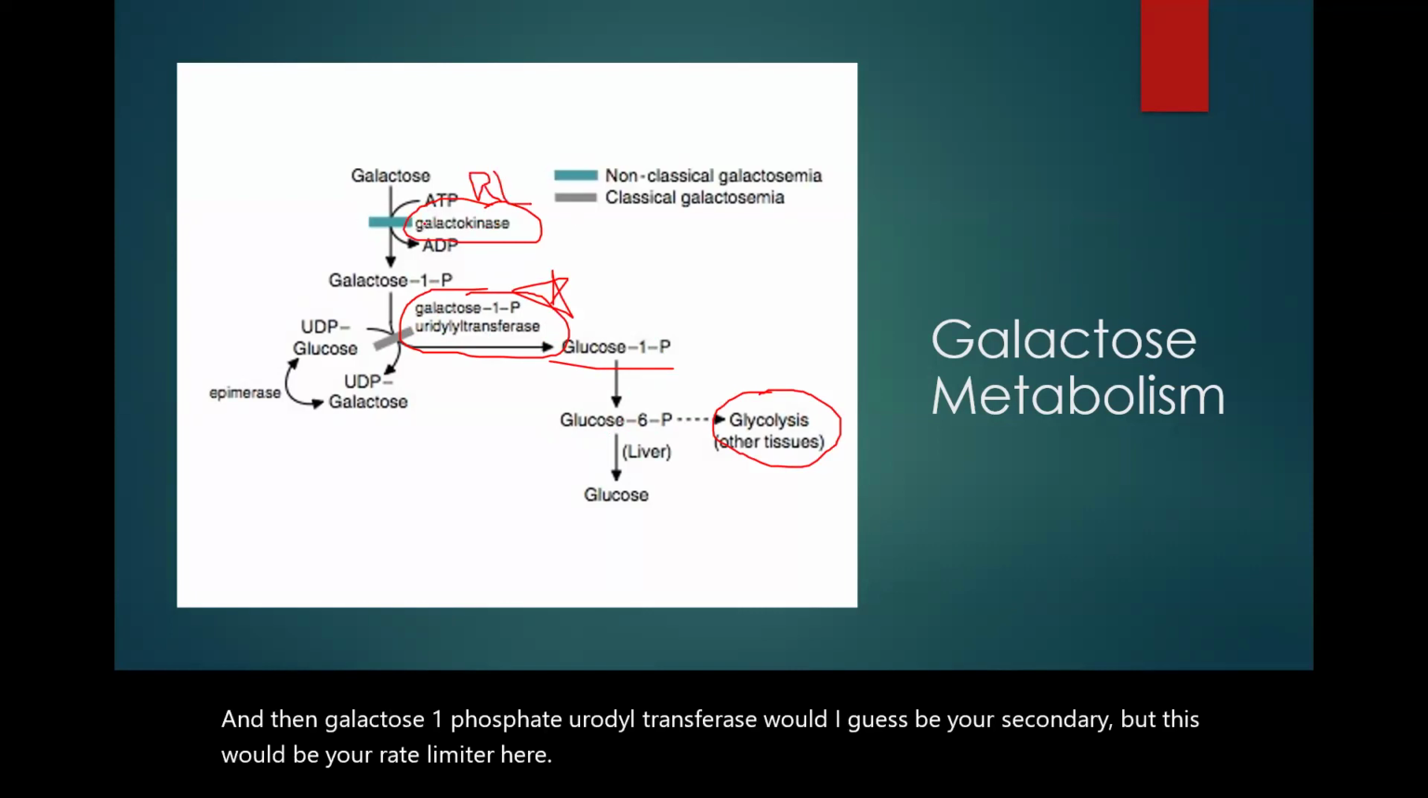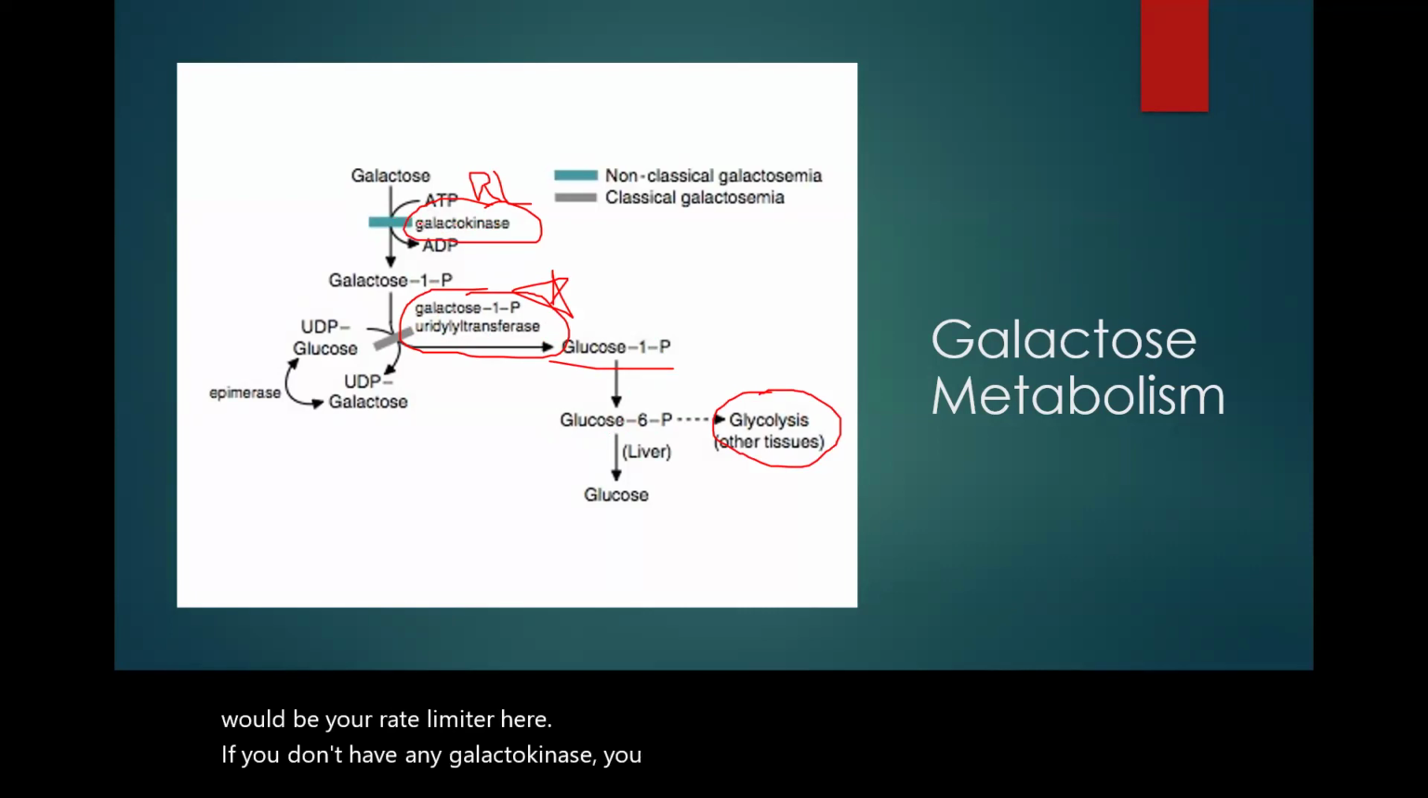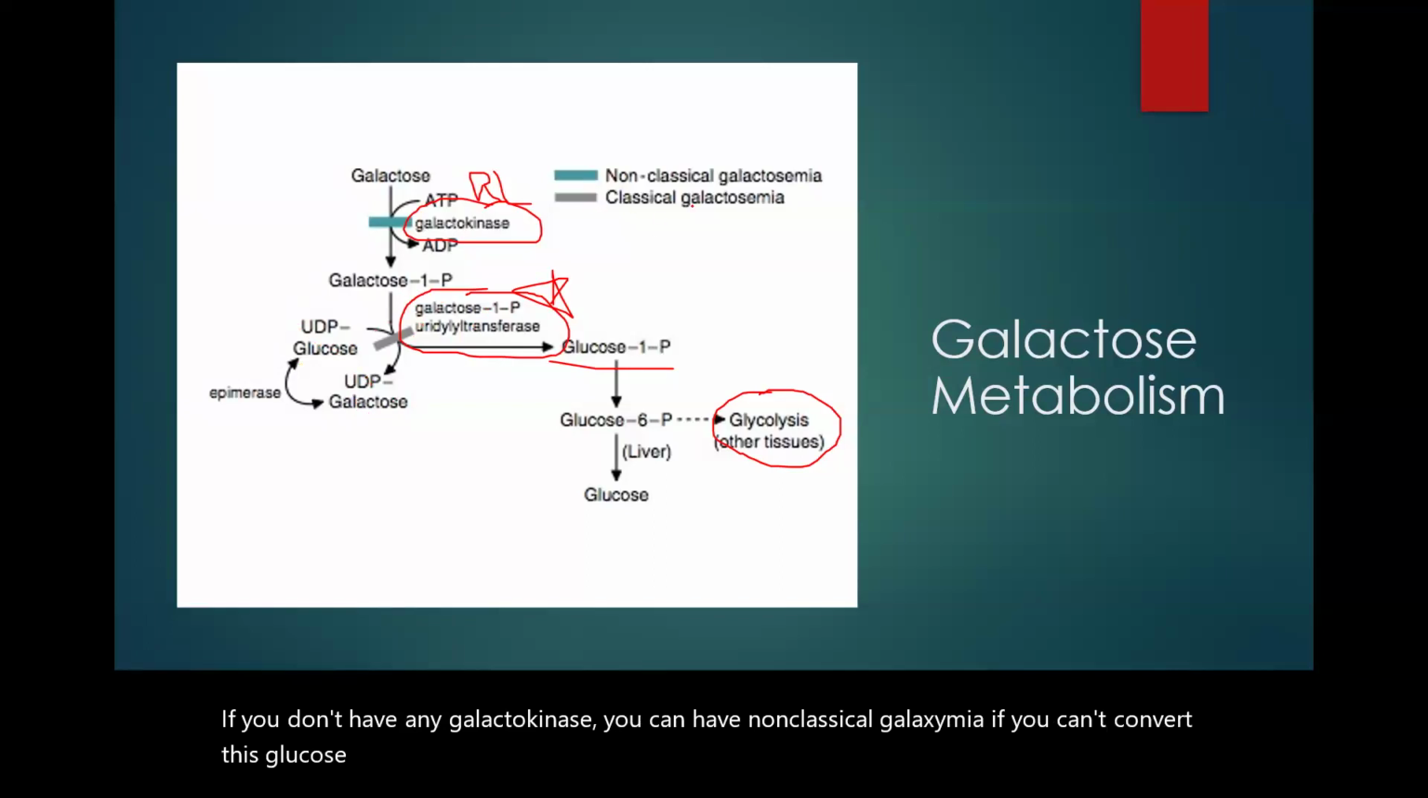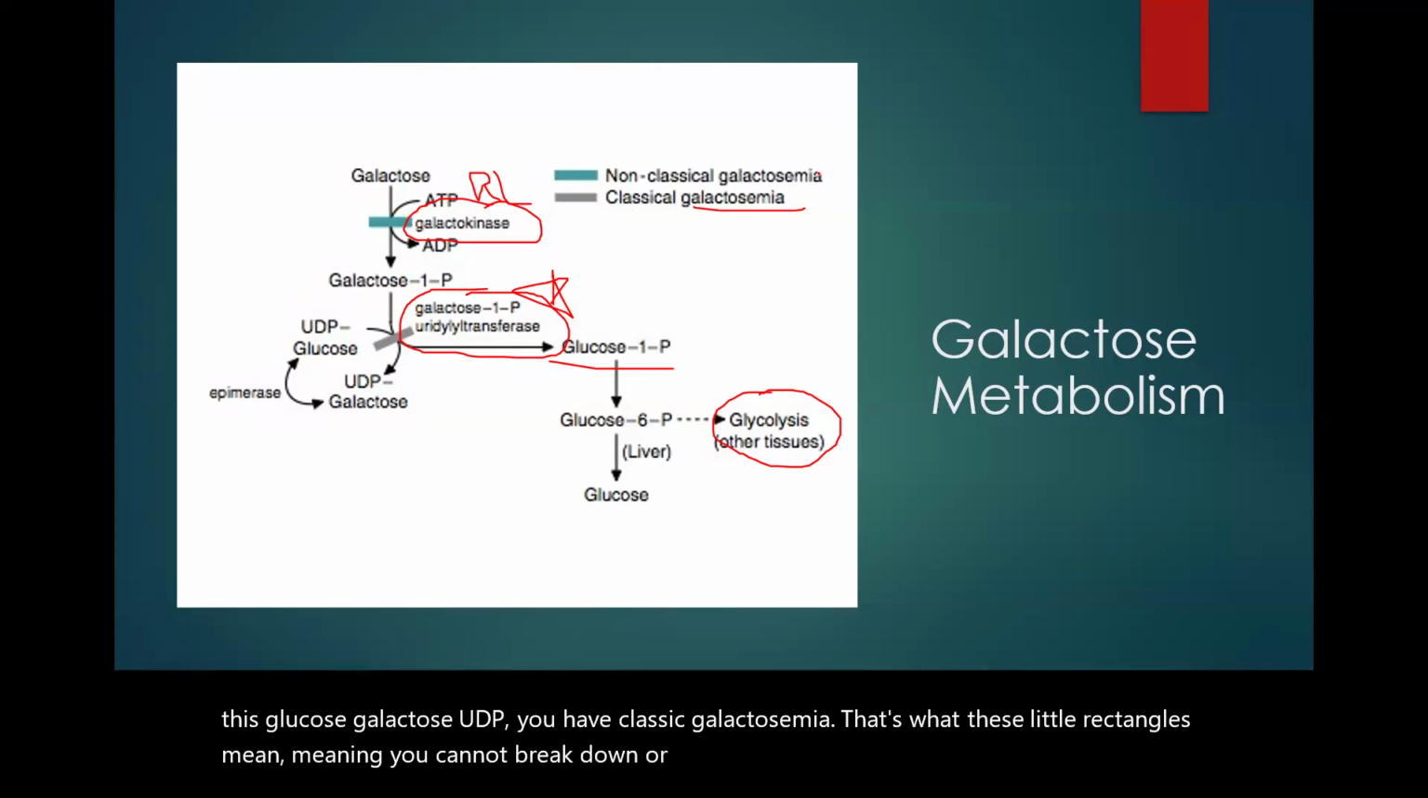If you don't have a galactokinase, you can have non-classical galactosemia. If you can't convert galactose to UDP galactose, you have classic galactosemia. That's what these little rectangles mean, meaning you cannot break down or utilize galactose. You'll have an increased amount in the blood.